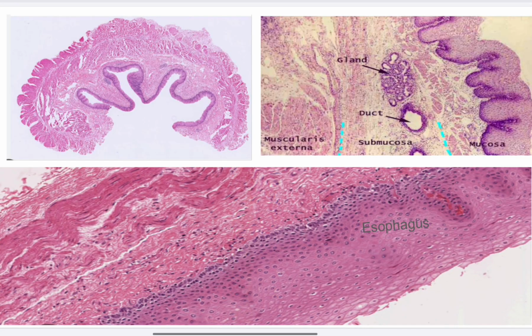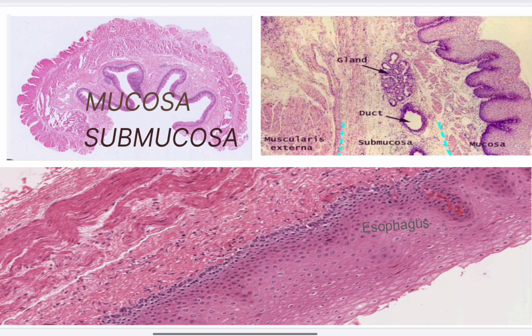Today I shall be discussing the features of each part of the alimentary tract separately. The entire digestive tract, as you know, has four layers. From the lumen outwards, it's the mucosa, submucosa, muscularis externa, and the outermost is the serosa or adventitia.